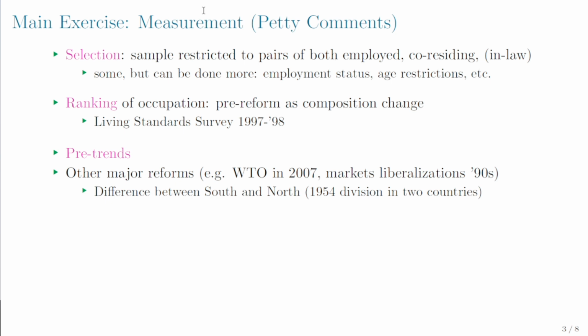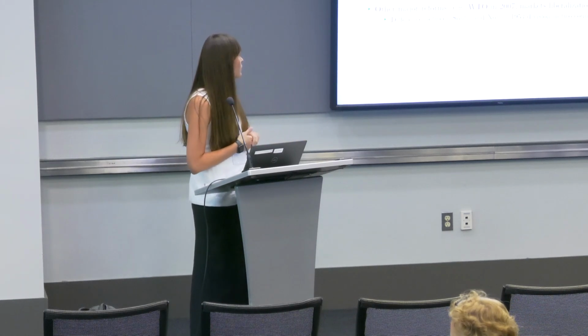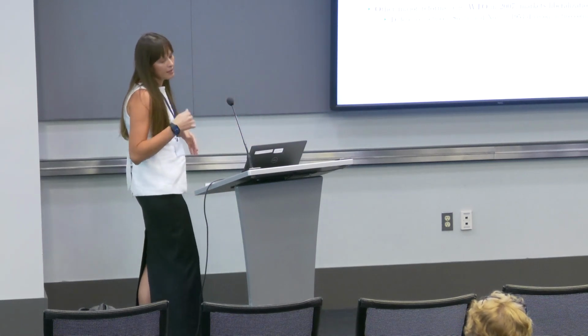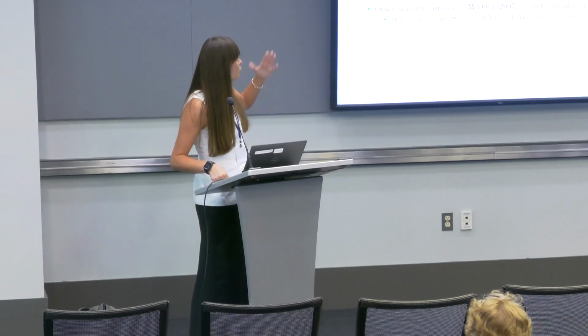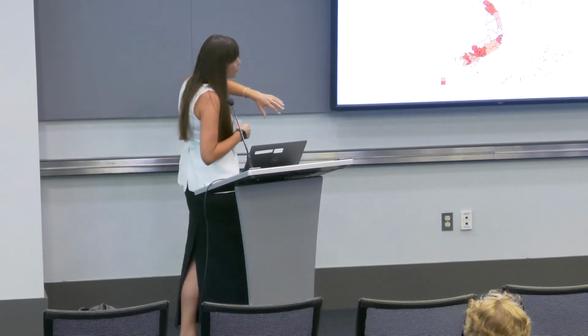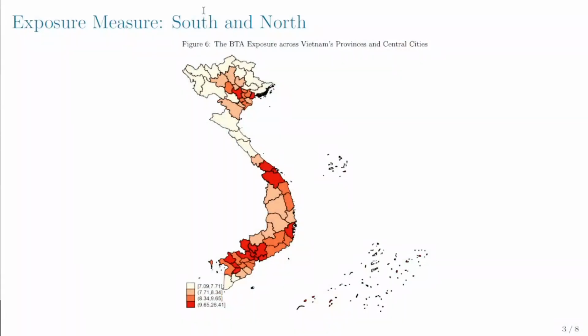Finally, which I think is one of the most important, is to address whether there are any pre-trends or other major reforms. One example that is studied in the paper is accession to the WTO in 2007, but there was also a huge market liberalization in the 90s in Vietnam, and I'm sure the authors know about the country way more, but there is a huge difference between South and North Vietnam because of the 1954 division of the country into two countries. If we look at this map, you can see clearly that the exposure is very different in the South and in the North, with the exception of the capital, Hanoi. So I think it's really important to think about all these episodes of liberalization happening prior to this US trade agreement.